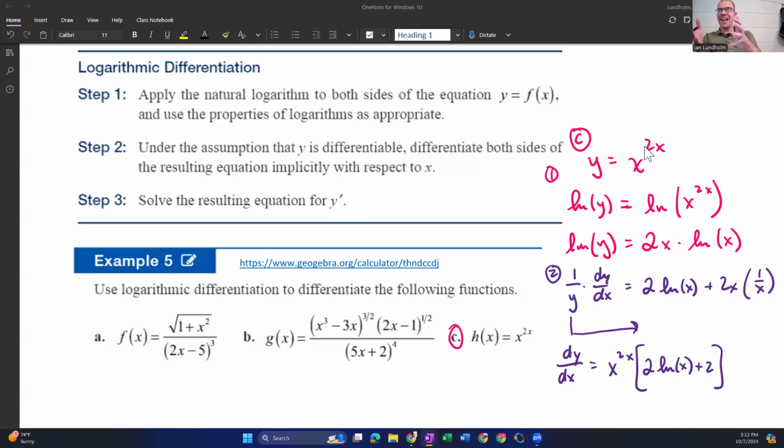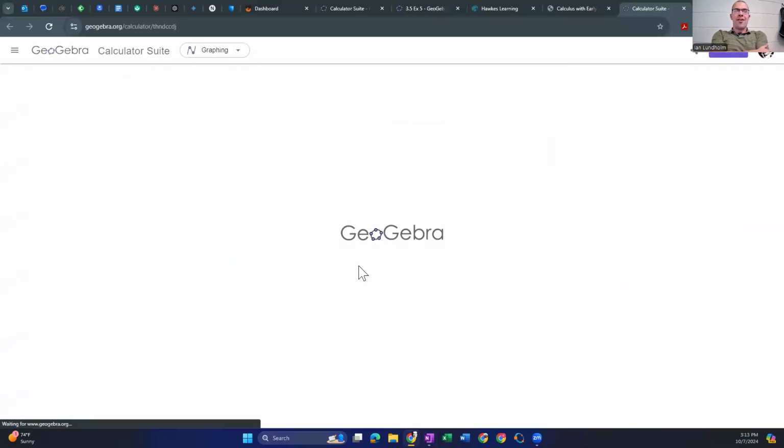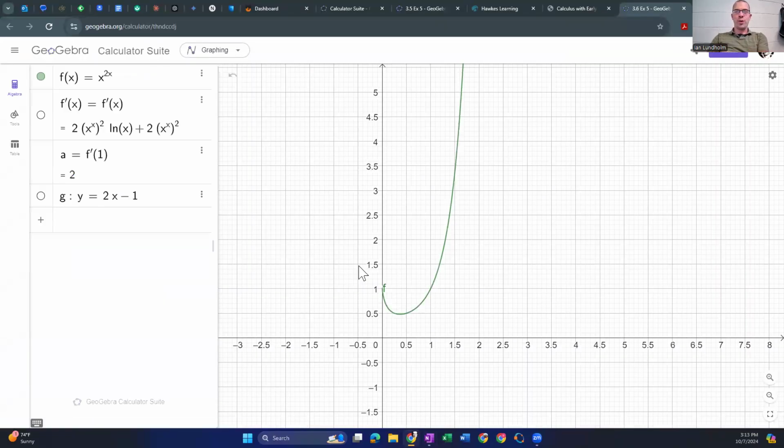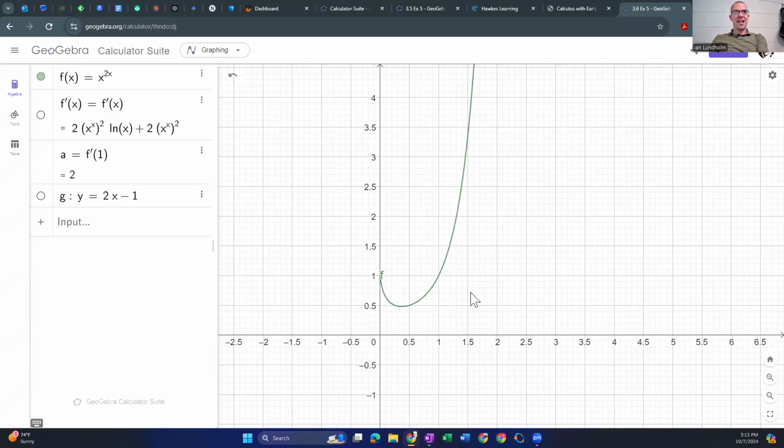And so there we found the derivative of x to the 2x using logarithmic differentiation, and it's a derivative that we would not have been able to get otherwise. So that's pretty cool. And real quick, I've got this on GeoGebra. X to the 2x is a real weird function. It has this kind of a shape. But yes, the derivative is indeed what we found.